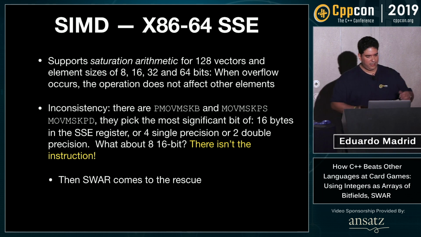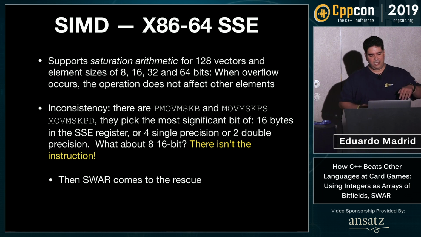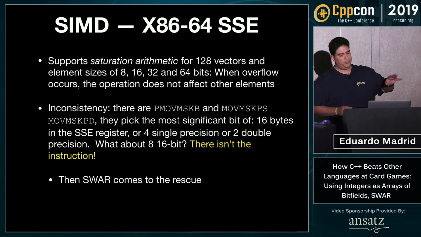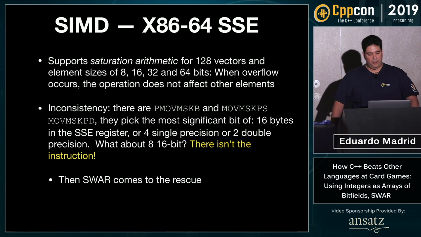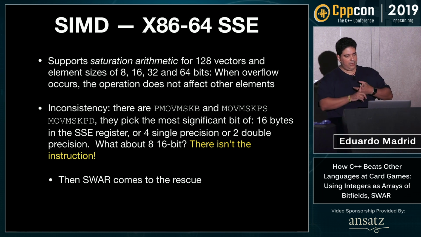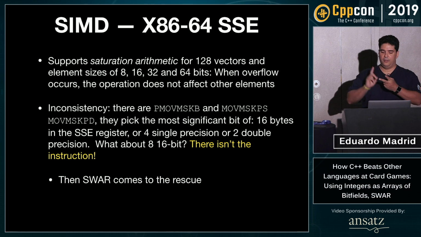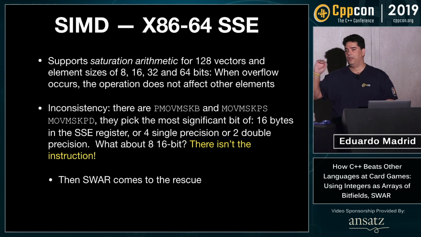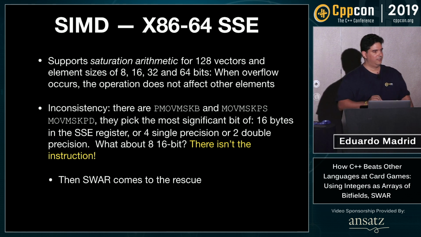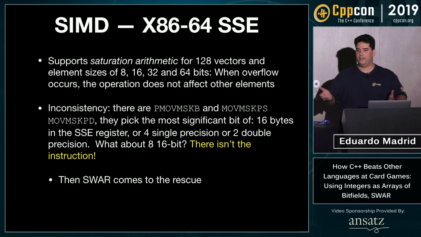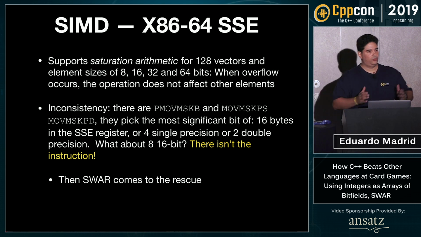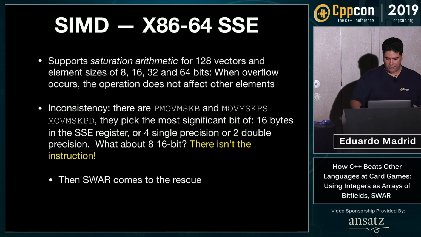It's maddening. Because, for example, in SSE, you have 3 operations to take the most significant bit of the elements and pack them into an integer, but they work for 8-bit bytes, 32-bit, and 64-bit. But the operation for 16 does not exist. So what do you do when your processor doesn't support the element size that you want? Again, you have to use SWAR techniques. That's what we're going to be talking about.